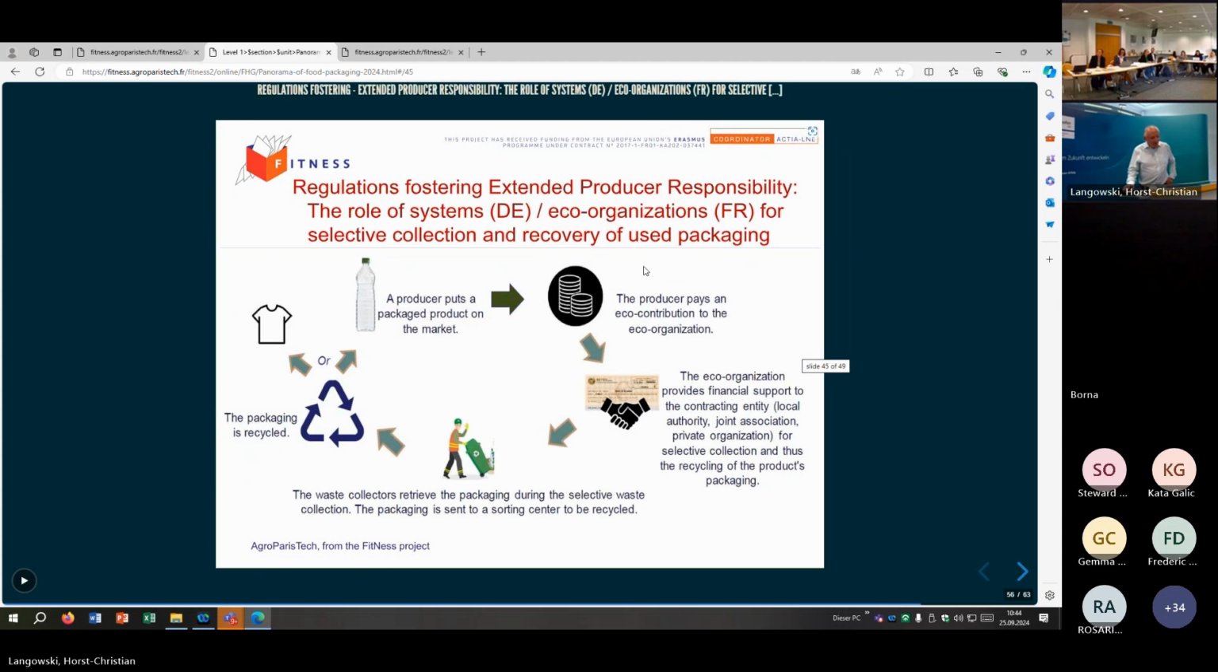One additional remark, the extended producer responsibility. In the EU and especially in the different member states of the EU, extended producer responsibility has come up. This means that the producer assumes responsibility for his own products. And this is also important for packaging. In Germany, we have this by the so-called systems. Before they were called dual systems. Today, they are just called systems. And in France, they are called eco-organizations. And these are organizations formed by the industry to take care of the waste and to recycle it. So this is the so-called extended producer responsibility. If you hear the word, just remember this, what I showed here.